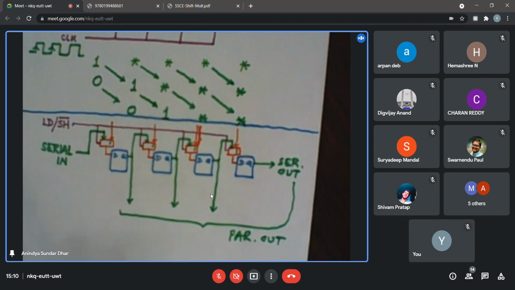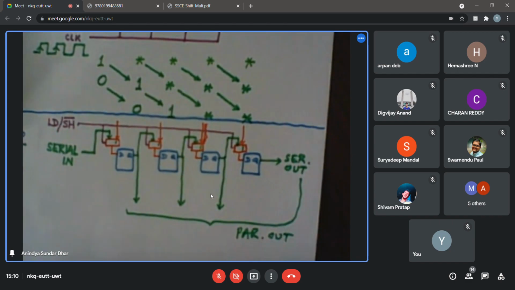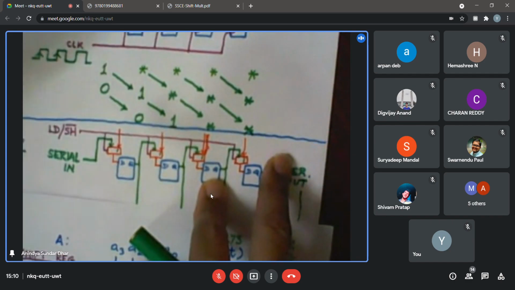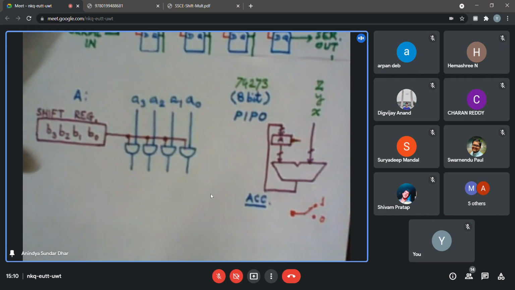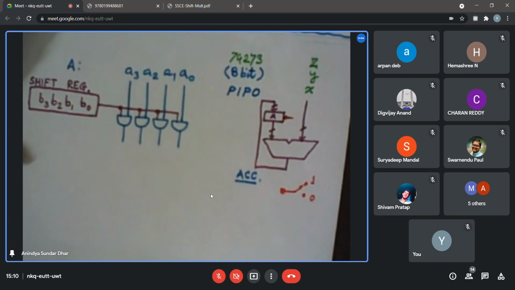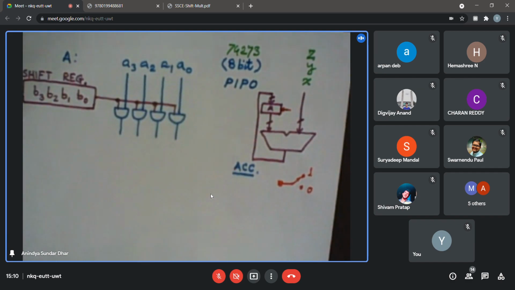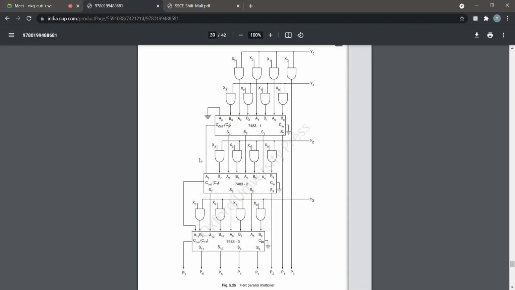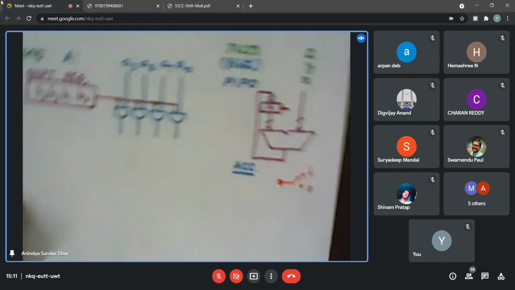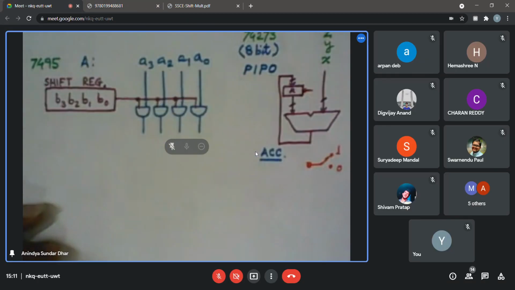So for example, in our case, what are we supposed to do to get the result more efficiently? More efficiently means in short time. Should I load the input serially, or do you prefer to have it in parallel? Parallel loading. So maybe I can have this shift register. Now comes the number 7495, which is basically a shift register with this type of capabilities.